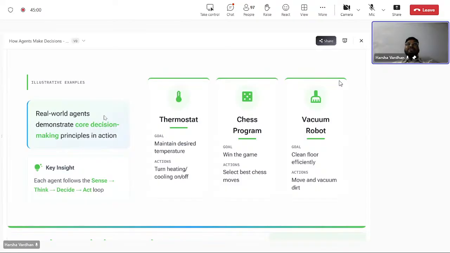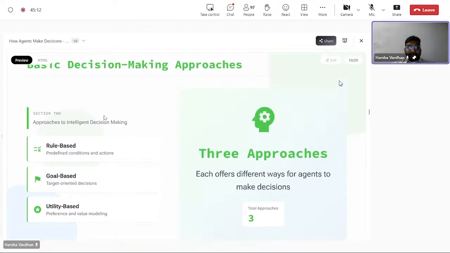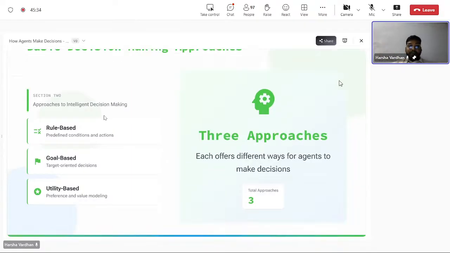So that's how AI agents work. They work in their environment based on the things or resources that they perceive. So we'll get to the main part of the class, which is basic decision making approaches. We have three decision making approaches: one is rule based, the second is goal based, and the third is utility based. We'll talk about each in an elaborated way.